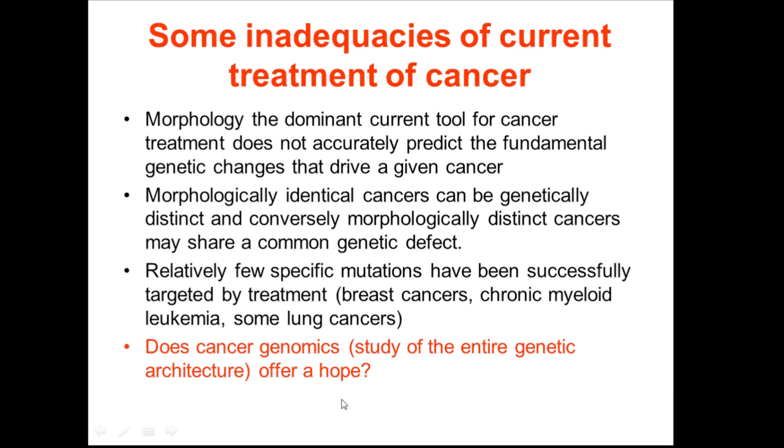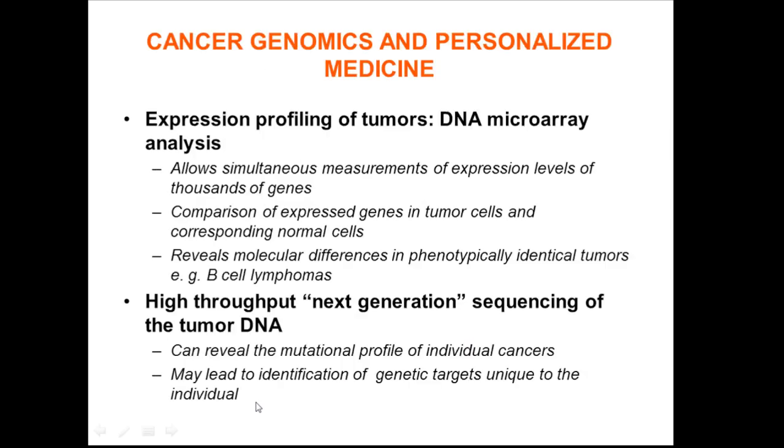The question then comes, does cancer genomics, the study of the entire genome, the genetic architecture of the cancer, offer hope? Two approaches have been applied. One is expression profiling of tumors by DNA microarray analysis. Basically, this is a way of interrogating thousands of mRNAs at the same time, a simultaneous measurement of expression levels of thousands of genes. You can then compare them with the normal, but more importantly, you can do such an analysis, for example, first on large B-cell lymphomas, and the expression array analysis revealed that what appears to be a homogeneous group of large B-cell lymphomas is actually 3 subgroups. This was the first application of interest, done at Stanford.